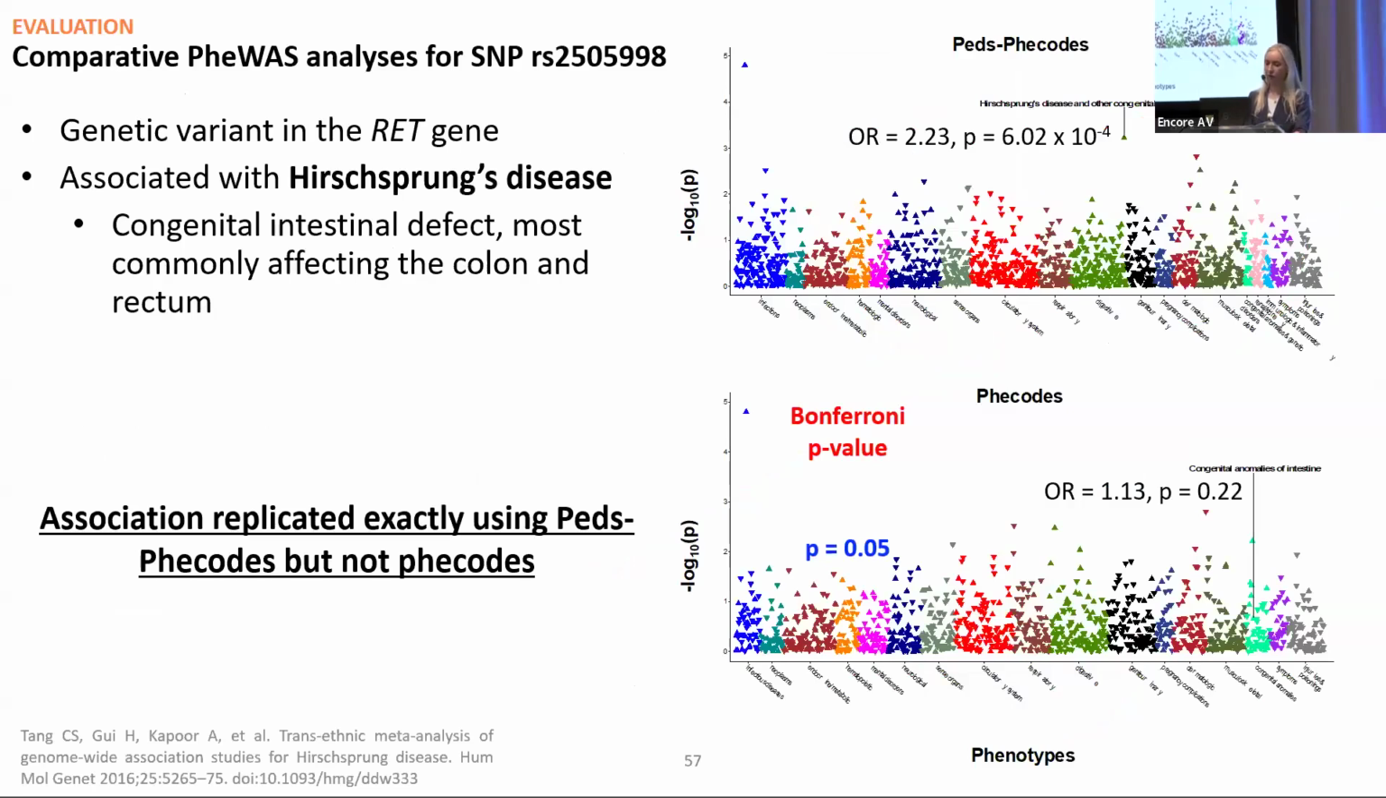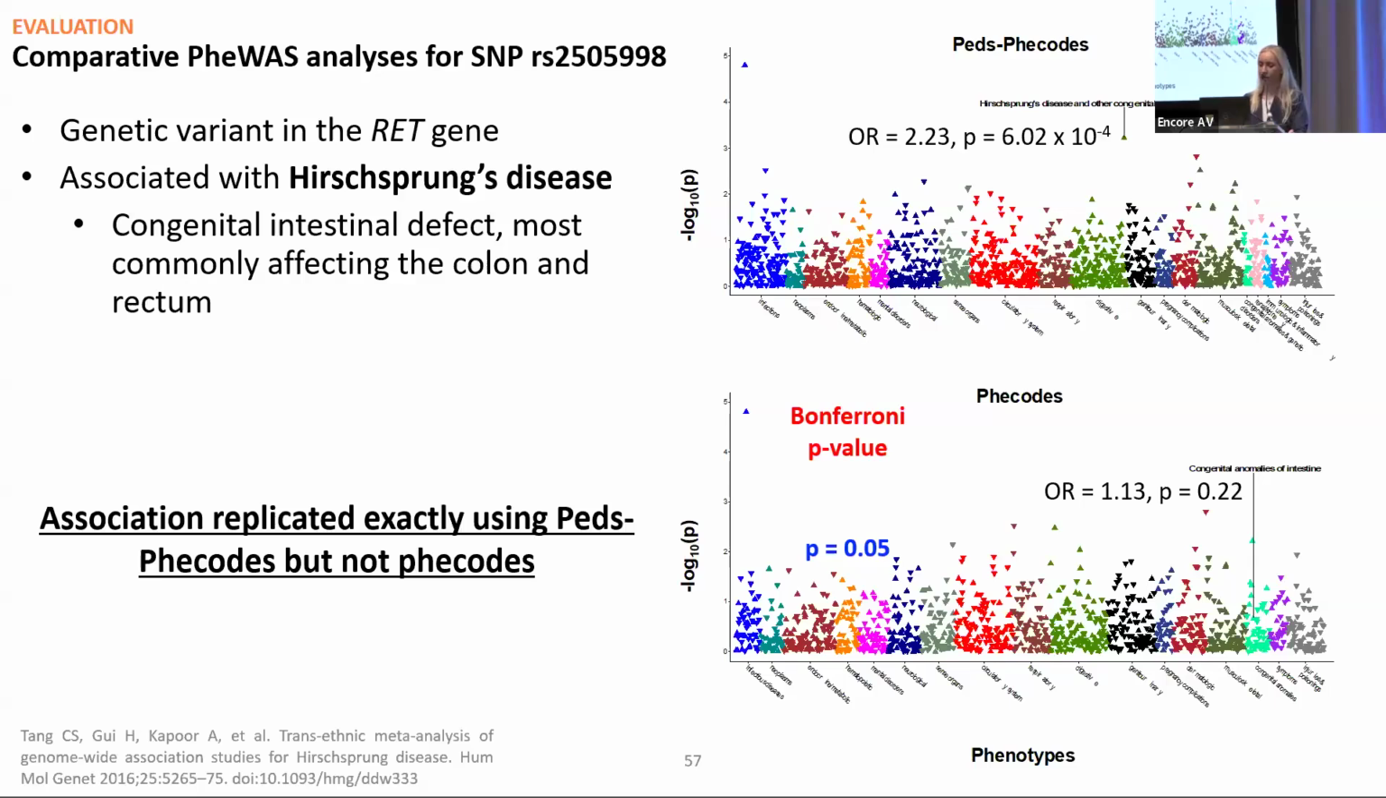Manhattan plots. This is for a SNP in the Rett gene, which according to the GWAS catalog was associated with Hirschsprung's disease. But first I'll walk you through the Manhattan plot for those of you who aren't familiar. Basically on the x-axis, we have the fee codes, which represent phenotypes, and they're colored by disease category. And then on the y-axis, we have the negative log 10 of the p-value for the association between the fee code and the genetic variant, the SNP in the Rett gene.